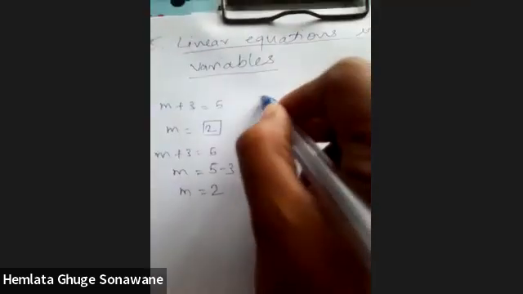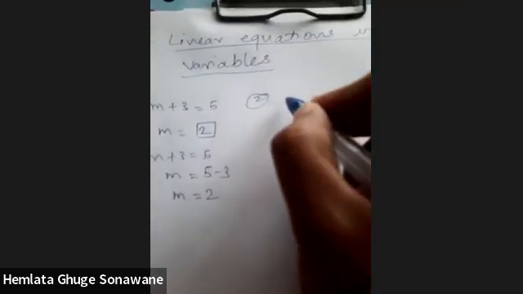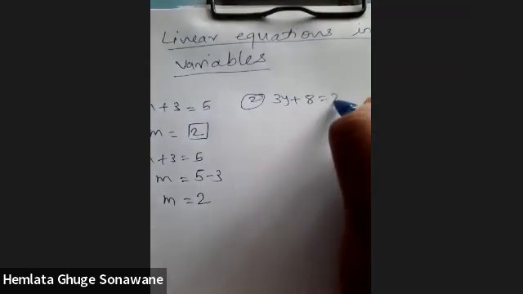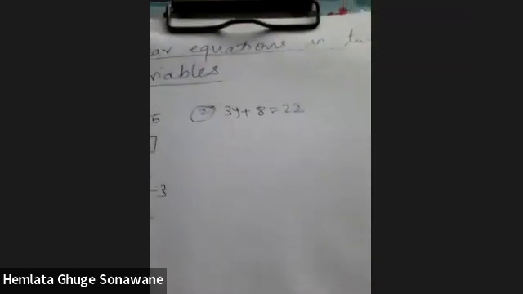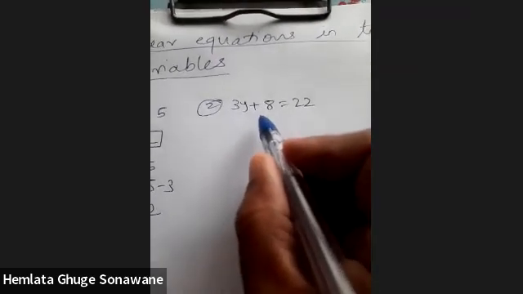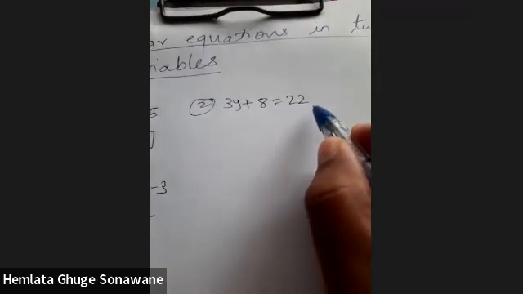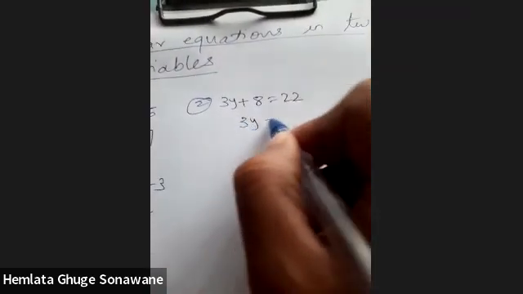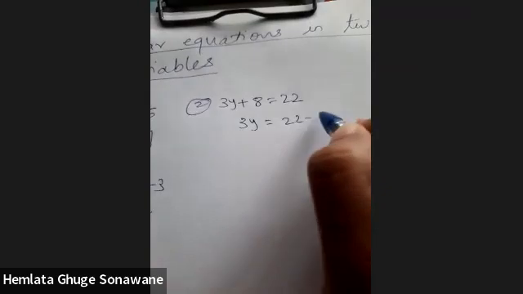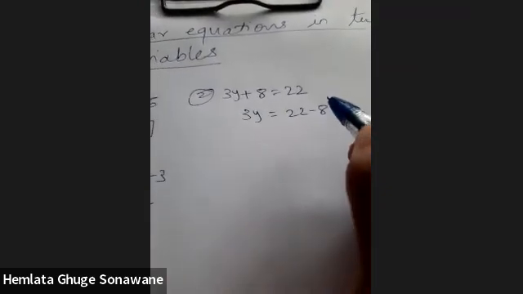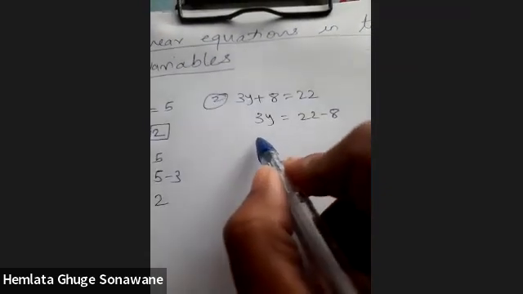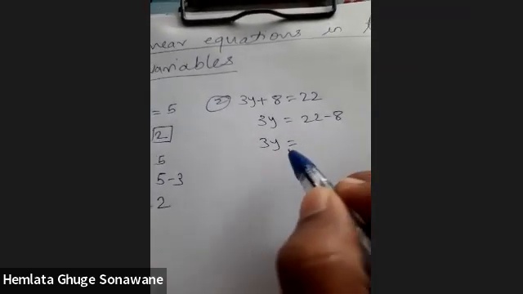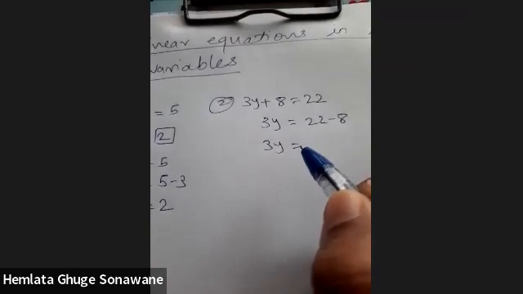Second example, 3y plus 8 is equal to 22. Now we'll take this plus 8 towards the right hand side. So this becomes minus 8. So we'll write 3y is equal to 22 minus 8. Okay. Now 3y as it is, 22 minus 8 becomes how much? It becomes 14.